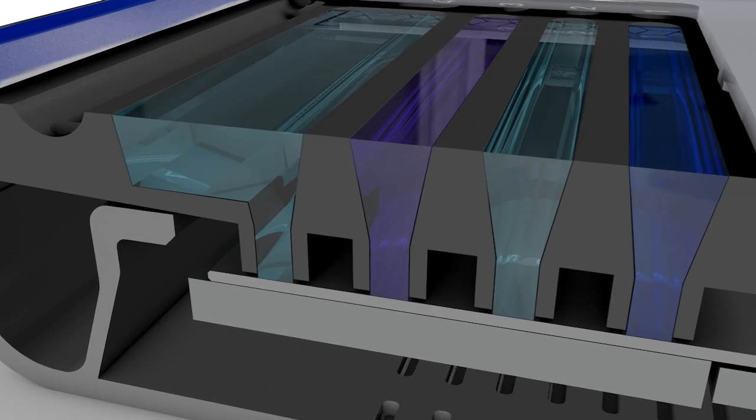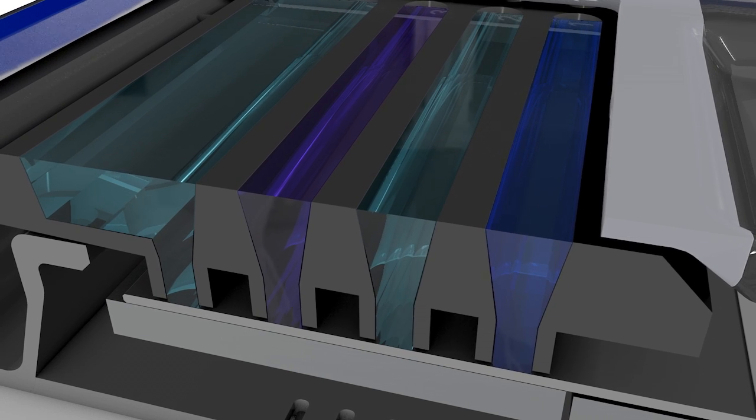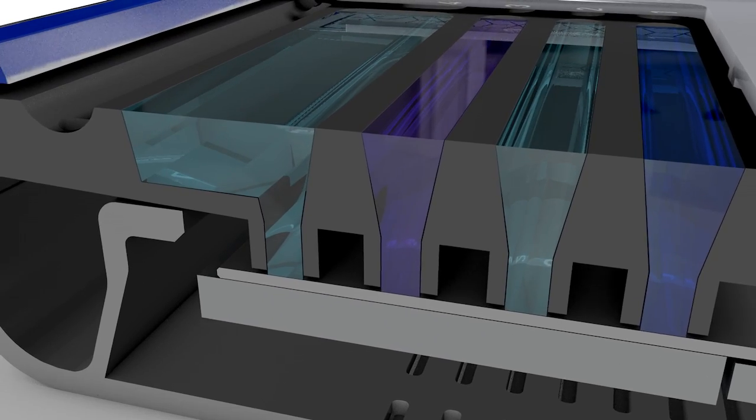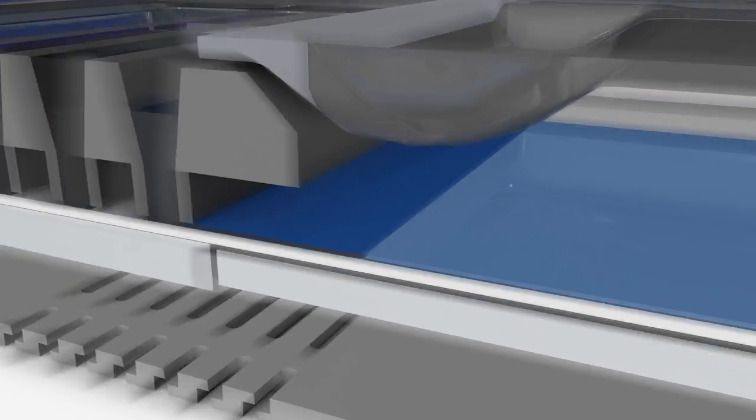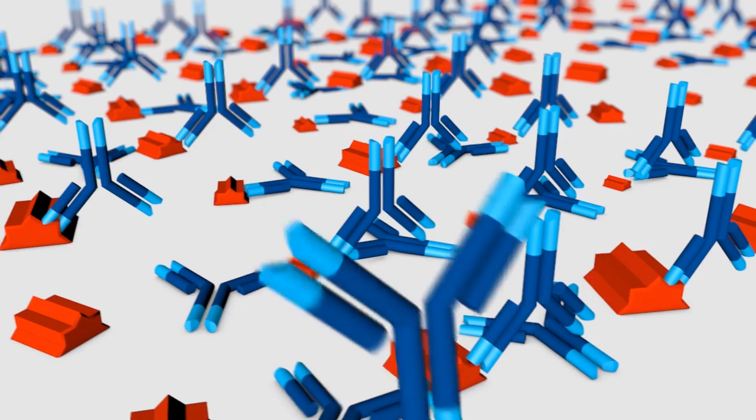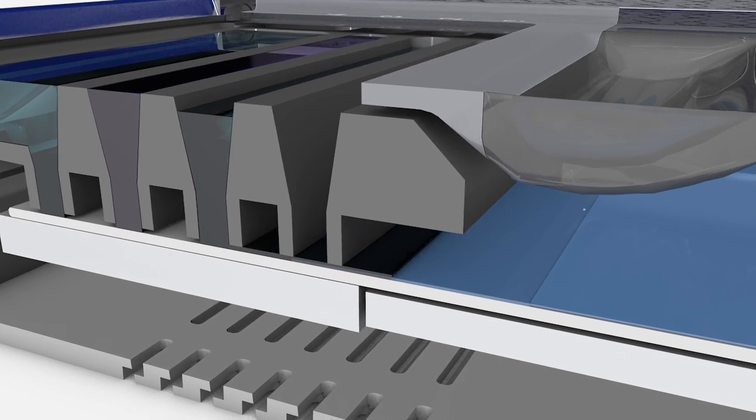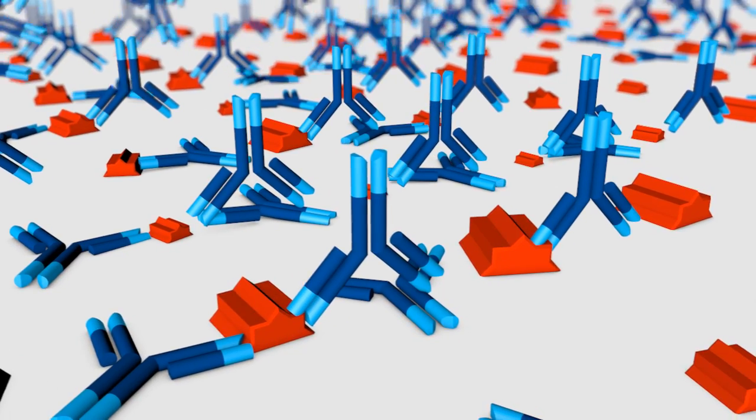Each of the well contents will move in sequential order across the membrane while the previous well contents are held in place until the previous well has completely drained. First, the primary antibody flows across the membrane, binding to protein. The second well will then flow across the membrane, washing away the unbound primary antibodies.